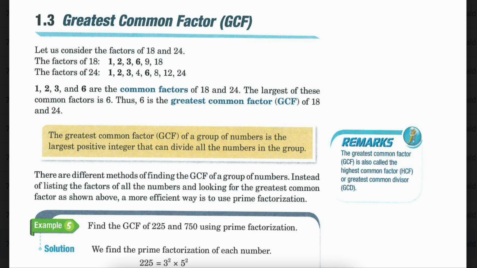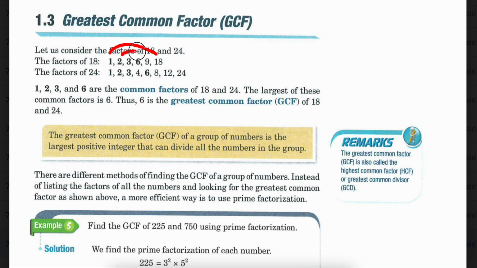Okay, let's talk about greatest common factors now. So we already know that factors are the smaller numbers that make up a bigger number. For instance, in this problem, if I needed to find the factors of 18 and 24, remember I'm going to start with the number 1 and the number itself on the other end. And I'm just going to keep on going down the line.